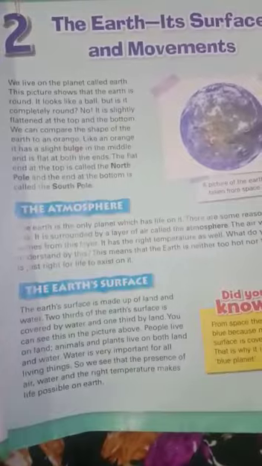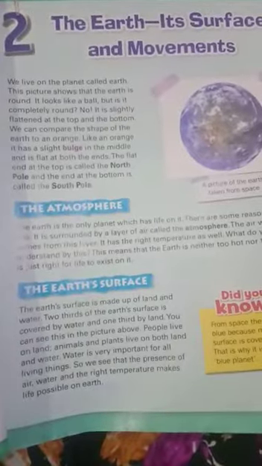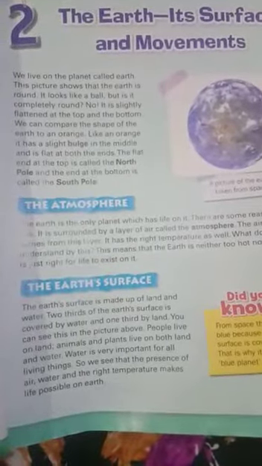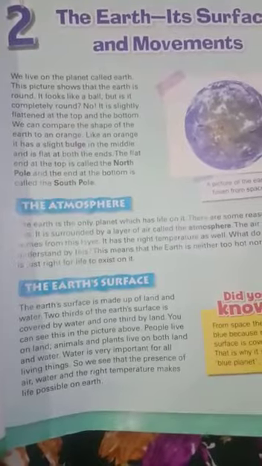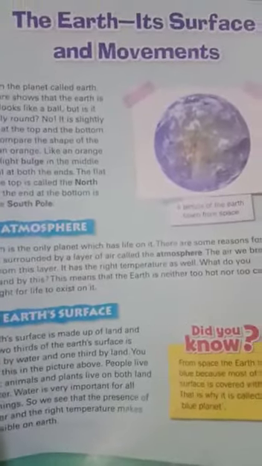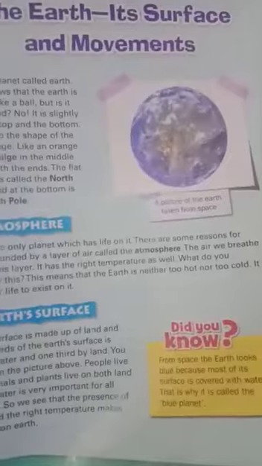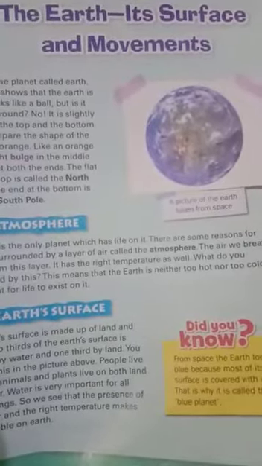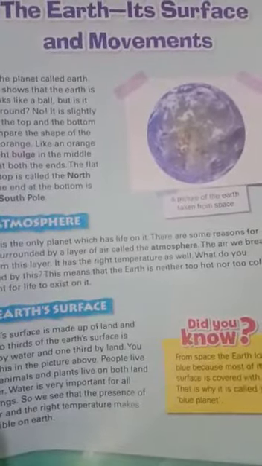As we all know, we have a total of 8 planets in our solar system. Out of those 8 planets, Earth is the only planet where we live. This picture shows that the Earth is round in shape. It just looks like a ball. But is it completely round? No, it is slightly flattened at the top as well as at the bottom side.